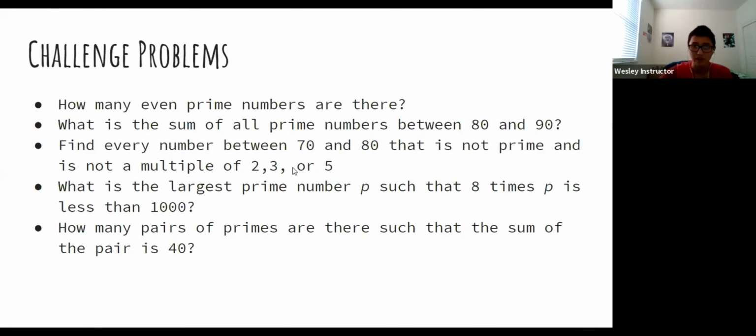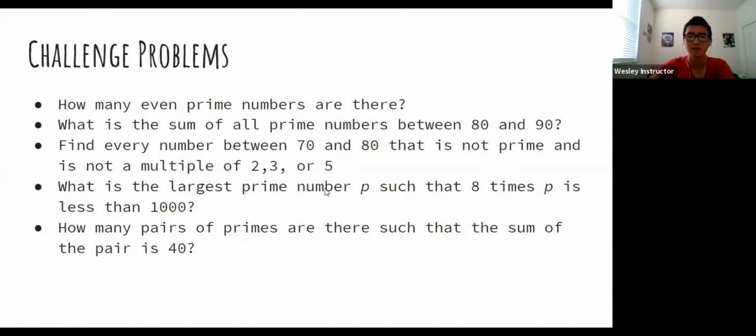And 75 is a multiple of 5. So that leaves only one number, I believe, which is 77. So 77 is not prime. That is divisible by 7 and 11. And it is not a multiple of 2, 3, or 5. So the answer is 77.